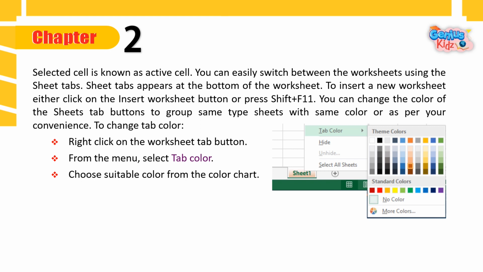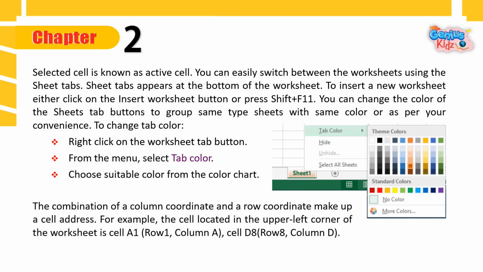You can change the color of the Sheet tab buttons to group same type sheets with same color or as per your convenience. To change tab color, right-click on the Worksheet tab button. From the menu, select Tab Color. Choose suitable color from the color chart. The combination of a column coordinate and a row coordinate make up a cell address. For example, the cell located in the upper left corner of the worksheet is cell A1, row 1, column A, cell D8, row 8, column D.